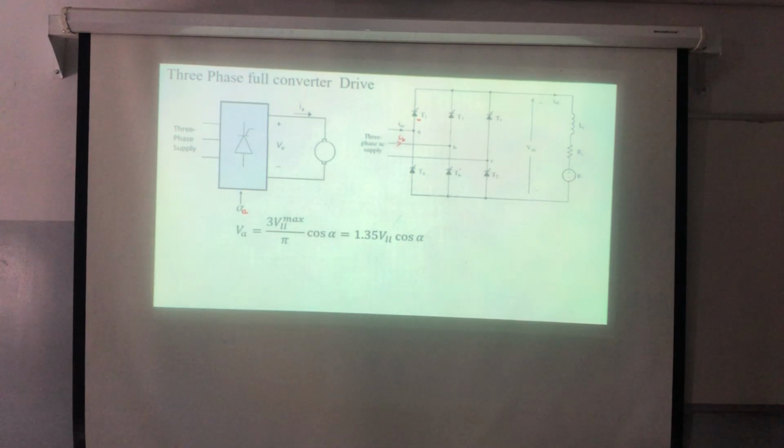Now, in general, if I need to find the average value, it will be 3 V line to line max over pi cosine alpha A, because here I'm assuming this one is connected to the armature. And because all the time I will give you the line to line RMS value, if I convert it, it will be 1.35 V line to line cosine alpha A.